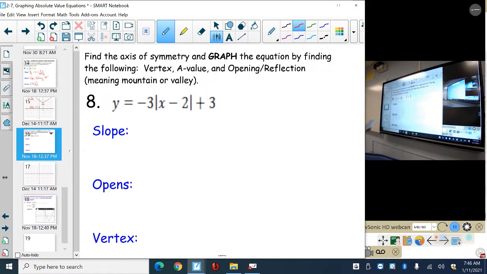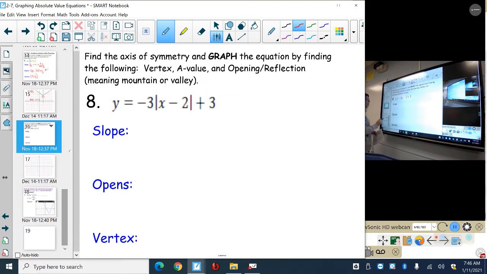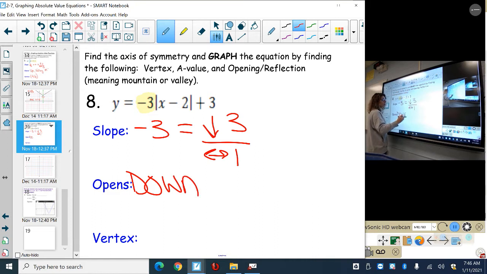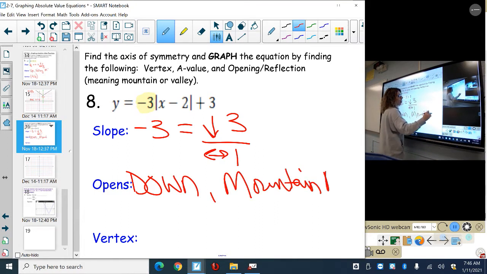Next, number 8. My slope is right here. That's -3. That means I'm going to go down 3 units and left and right 1, which means this thing is going to open down, and it is a mountain, and my mountain now has a maximum.